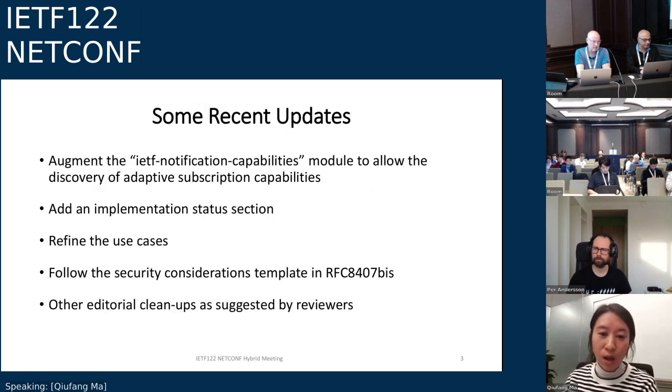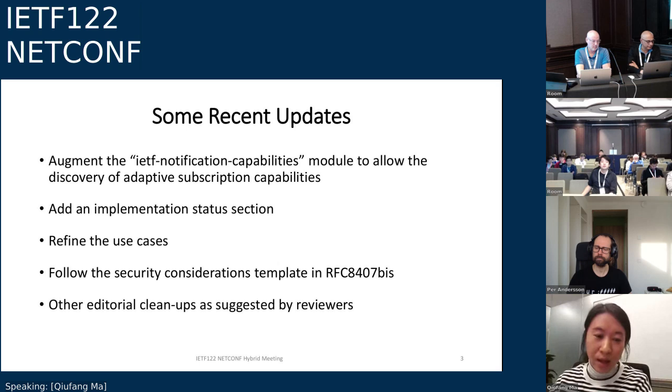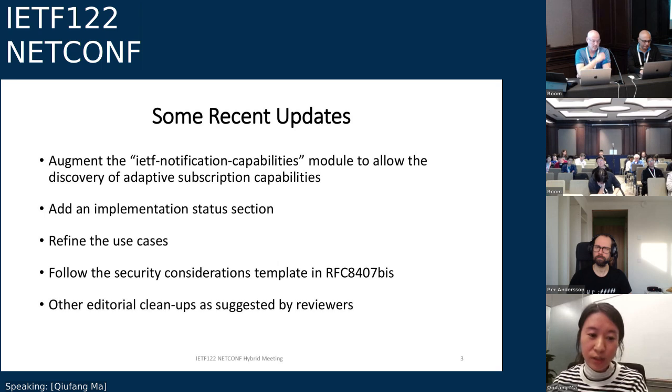To give some recent updates, we augmented the notification capabilities module to allow the discovery of adaptive subscription capabilities, which is more about the per node capability. We also added an implementation status section and refined the use cases. Recently we followed the security consideration template defined in the RFC 8407 bis draft. And there are some other editorial cleanups as suggested by reviewers.